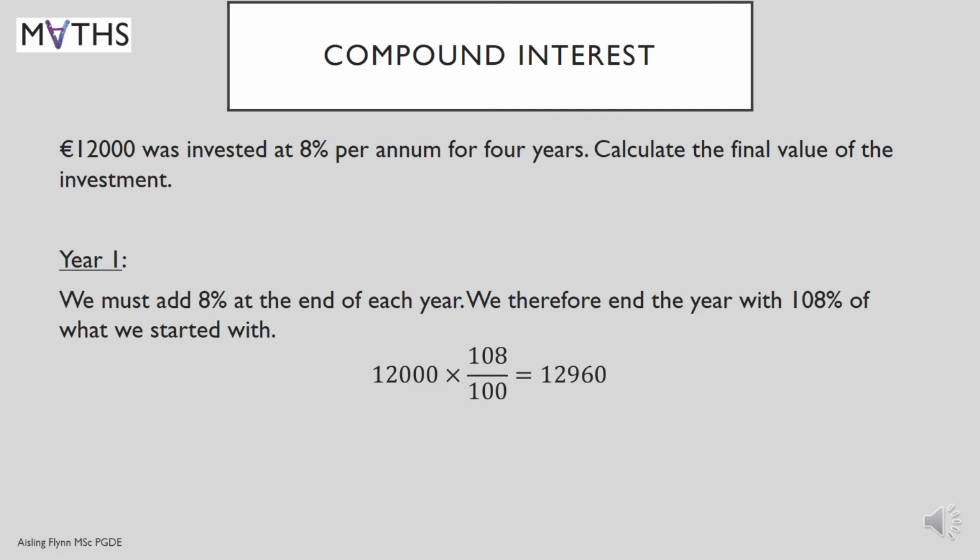You may also choose to calculate 8% and then add it on. So you would calculate 960 and add it to 12,000. That's fine. Or my preference here is for the decimal approach. We do €12,000 by 1.08. So 108% in decimal is 1.08, and you get 12,960. So the same answer both ways. For the next few steps, I'm sticking with the decimal way. So that's year 1.